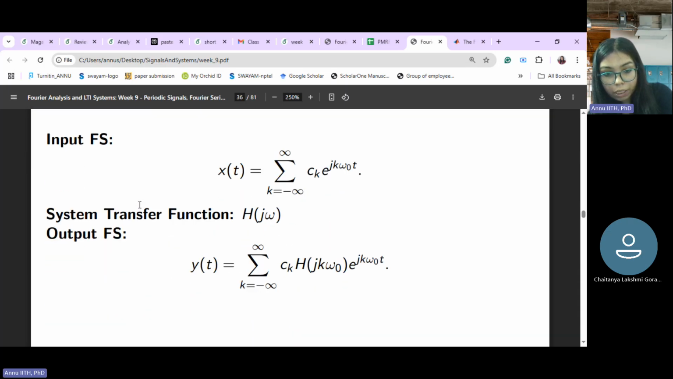So the mathematical formulation is, if you can write x(t) as a summation from minus infinity to infinity of c_k e^(j k omega naught t), and the system transfer function multiplies it, then the output Fourier series is c_k H(j k omega naught), because this is multiplication with H at j k omega naught, and that gives you the Fourier series coefficient for H(j omega).